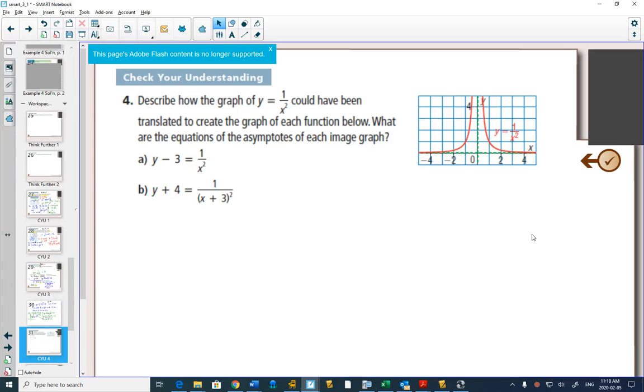Example 4, in the picture, it gives us a graph of 1 over x squared. I don't know if you remember drawing that in grade 11, called like the volcano graph. So describe how that graph of 1 over x squared could have been translated to create the graph of each function below. Okay, so the first thing in here that I'm going to underline is the word describe.